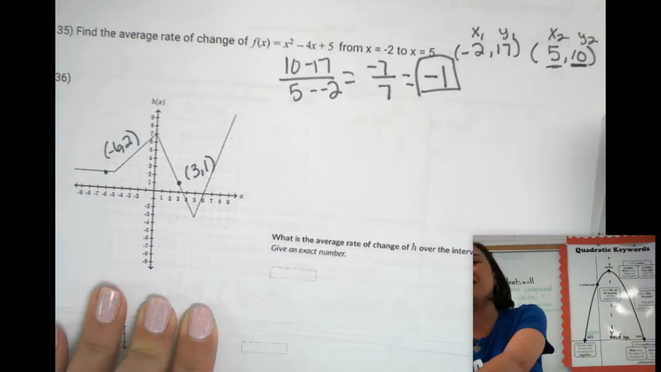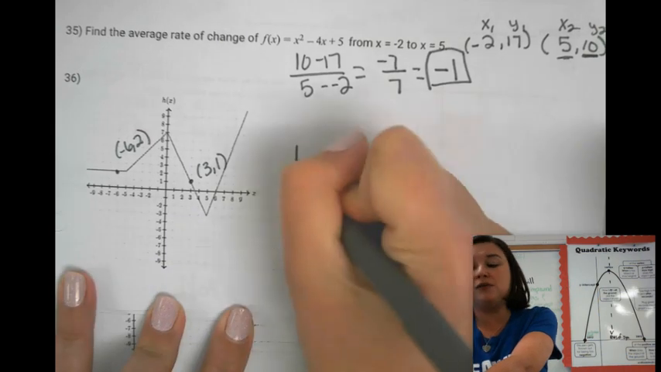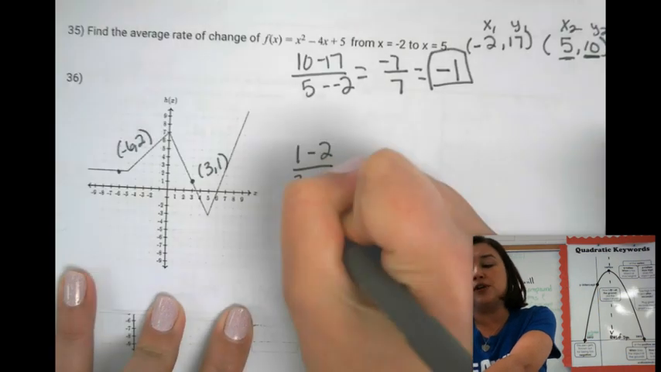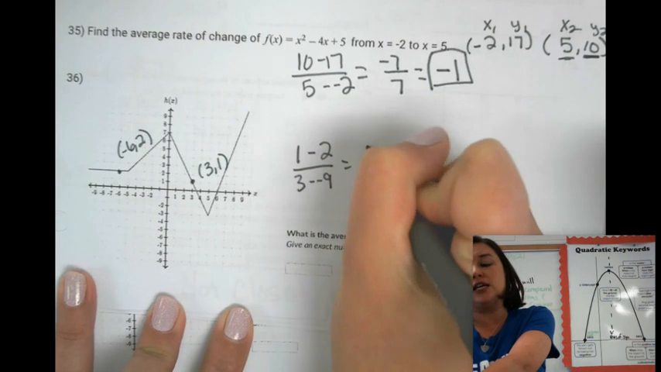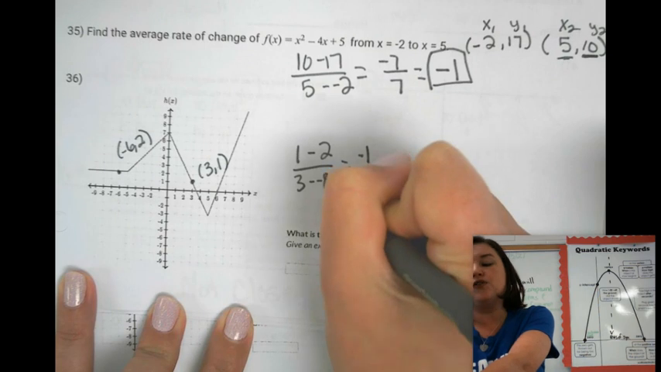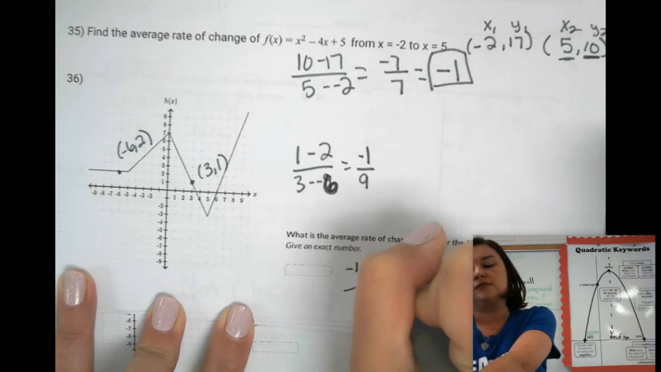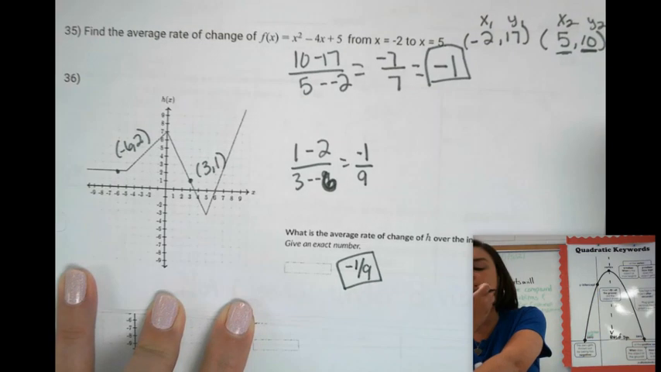Since it's on a graph, can't we just do rise over run? You could say it goes up 1 over 9. But if you do the slope formula, you'd say 1 minus 2 over 3 minus -6. And you'd get -1 over 9. So -1/9 is your answer. I typed the numbers in the formula.